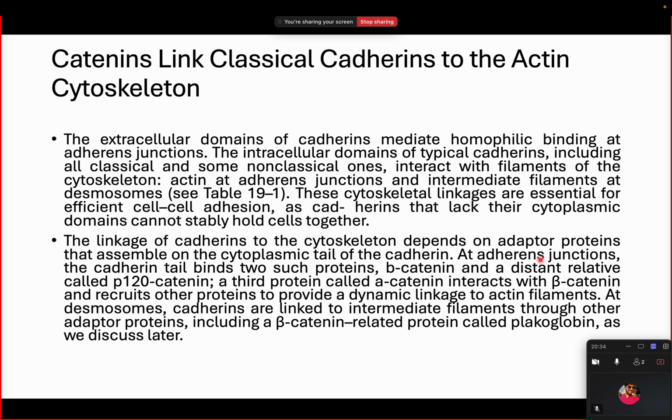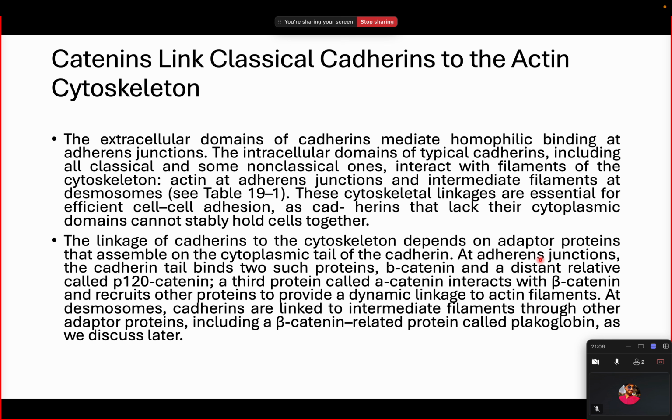These cytoskeletal linkages are essential for efficient cell-cell adhesion, and cadherins that lack their cytoplasmic domain cannot stably hold cells together. It makes sense, right? Because in the last class we saw how cadherins interact. It's like a velcro-like mechanism. So a cadherin on one cell will interact with the cadherin molecules on the other cell, get recognized, and then it will lead to intramolecular signaling, and that is how the connection is established.